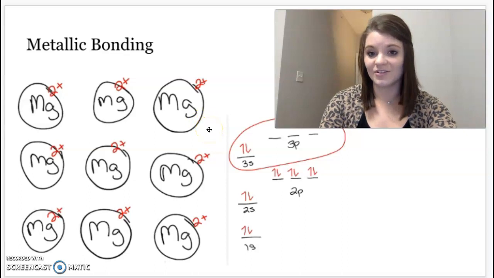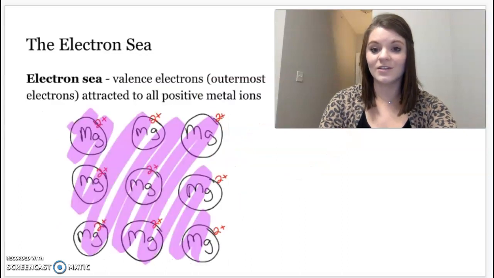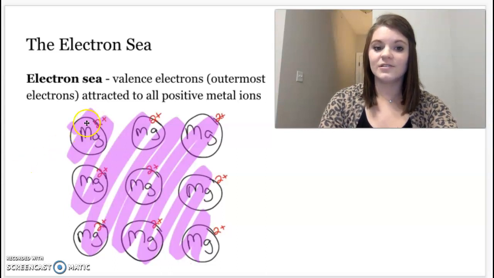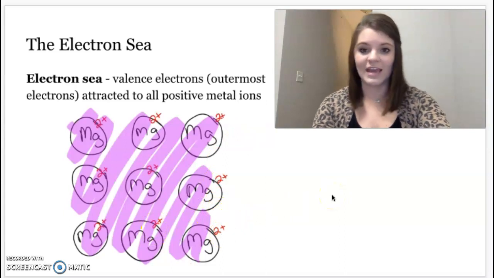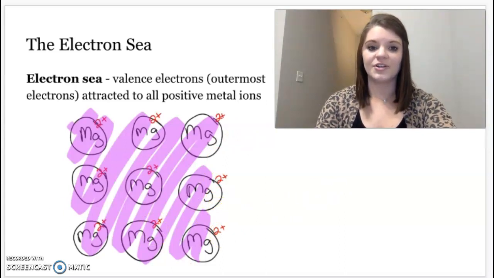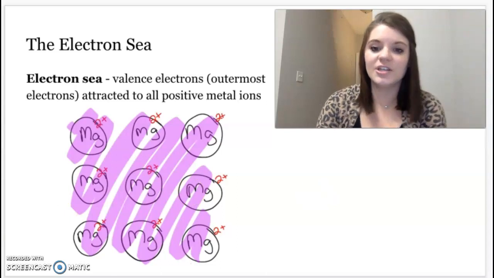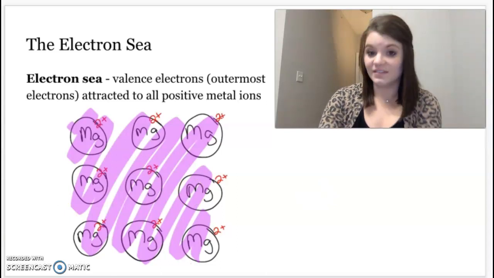But where do these electrons go? Okay, so we have something called an electron sea. Pretend that this purple highlight here is all the electrons. They're moving throughout all the atoms, all those lost electrons. So the definition of an electron sea is valence electrons.